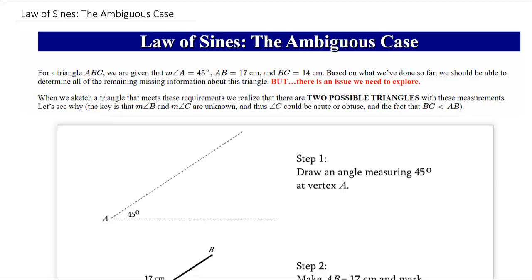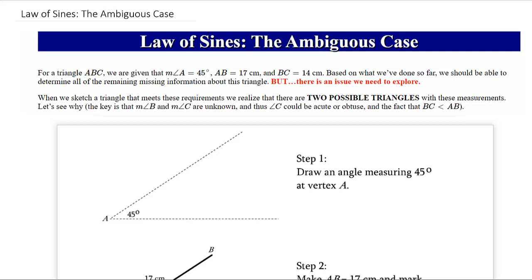In this video, we're going to look at an interesting case that can arise when we're using the law of sines. We call this the ambiguous case, and what it really means is that it's possible to have a set of given information for a triangle that includes what we would normally use for the law of sines, which is having an angle measure that we know and a side length opposite that angle that we also know the length of. And yet, the information doesn't actually uniquely produce one triangle.